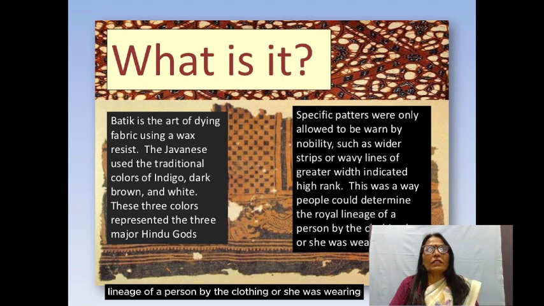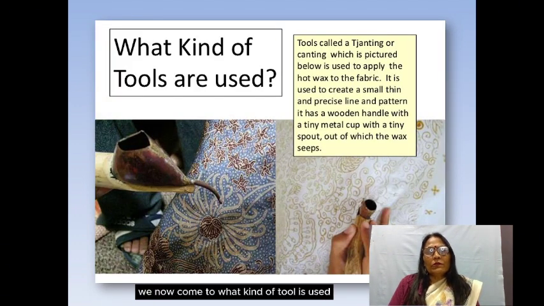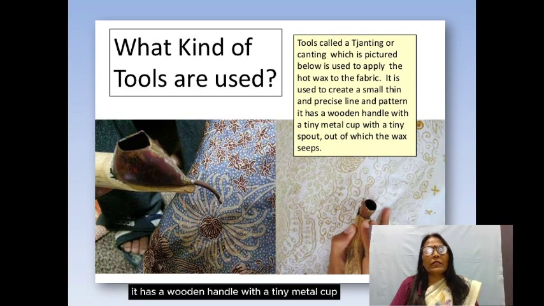What kind of tool is used? A tool called canting is used basically for making a batik. This tool is specially used for applying the wax and to create small, thin and precise lines and patterns. It has a wooden handle with a tiny metal cup with a tiny spout out of which the wax seeps.